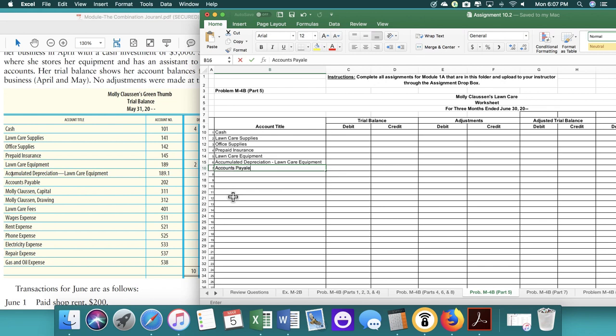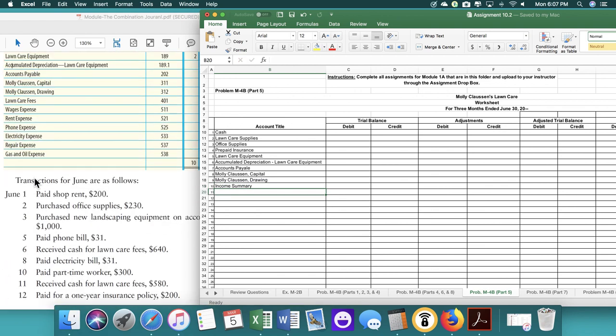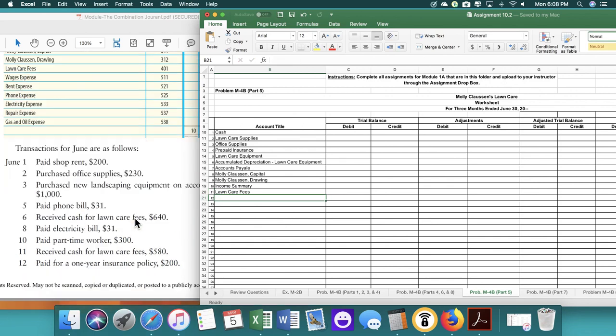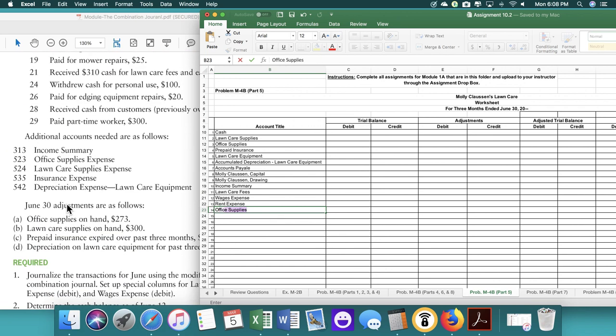Accounts payable. And then 313 would be income summary. And scroll back up. Lawn care fees. So let's see, the next account is 523. So that would go after rent expense. Oops, wrong one. That would be office supplies. And then lawn care equipment supplies. Sorry, lawn care, cannot read.